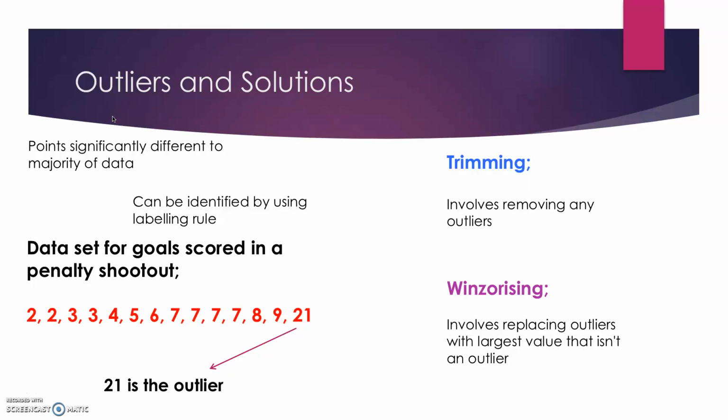Another way of solving the issue is by using the technique in which legitimate outliers are modified to become the next nearest acceptable value. So again, using this example, instead of trimming out the outlier 21, the researcher would make it the next highest number, which is 9.